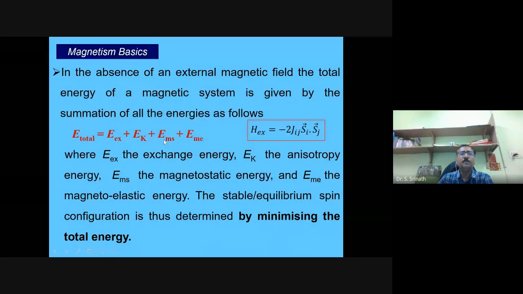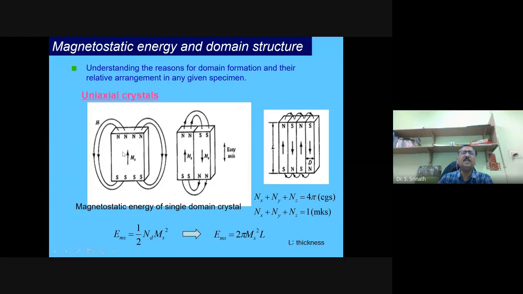But then when I break into two domains, what happens to exchange and anisotropy? Will they remain the same, or will they also get affected? So we'll look at that point now. See, within a domain, forget about the other part for now, if you look at it, they are all parallel.